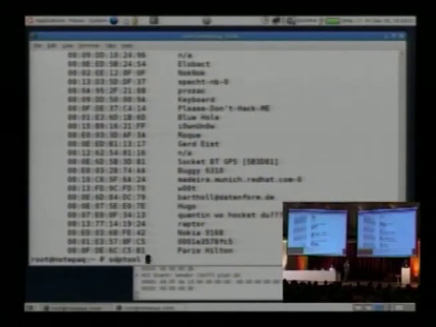Okay, what I now do is I'm looking for the OBEX push profile of this device. There's a man page for every one of these tools, by the way.